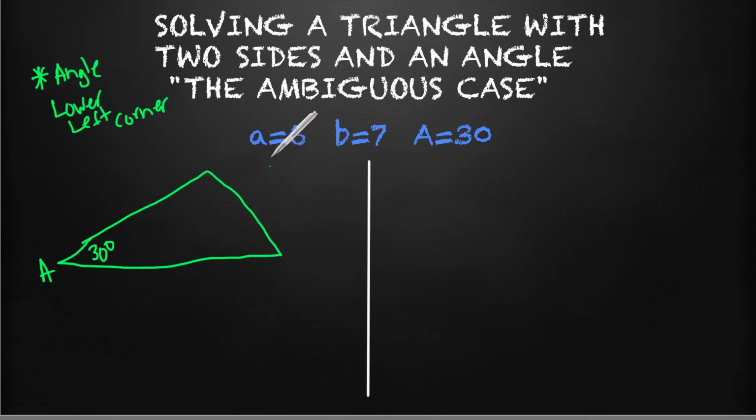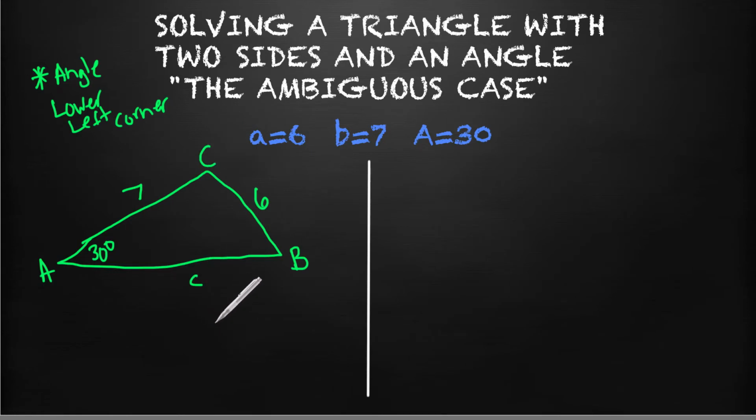And then across from A is little a, which is 6. And then we are going to put the other side here, and that's going to be side 7, and that's going to be side B, so that means this is angle B, which by default means this is angle C, and this is side C.